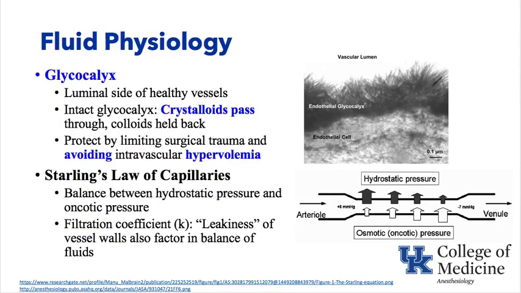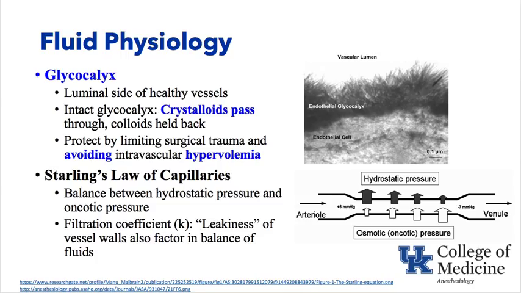Fluid physiology. The glycocalyx is on the luminal side of healthy blood vessels, and an intact glycocalyx is important. Crystalloids pass right through, colloids are held back, and the picture at the far right shows a blood vessel with the vascular lumen on top, the endothelial glycocalyx next, and then the endothelial cell. You can see that that glycocalyx is sitting between the vascular lumen and the endothelial cell. Protecting it by limiting surgical trauma and avoiding intravascular hypervolemia seems to be important.